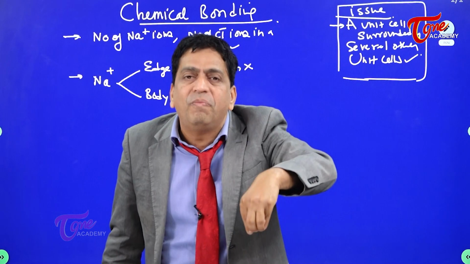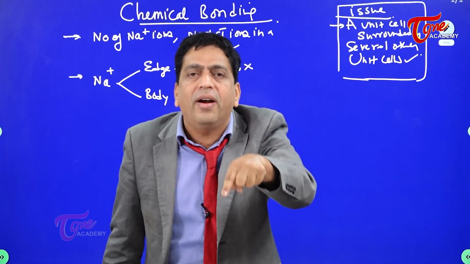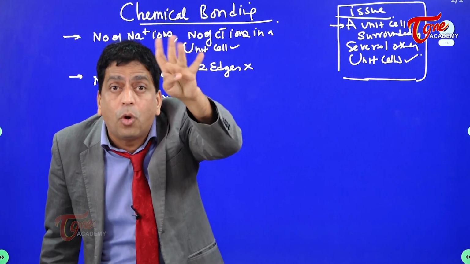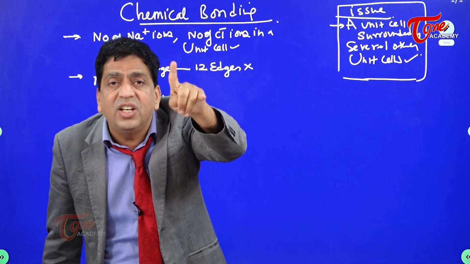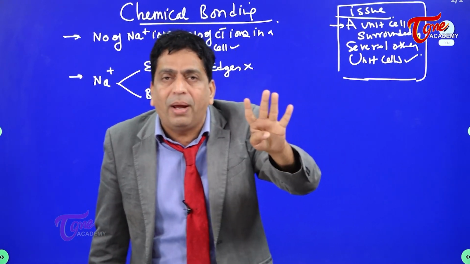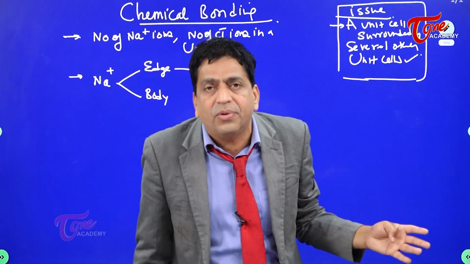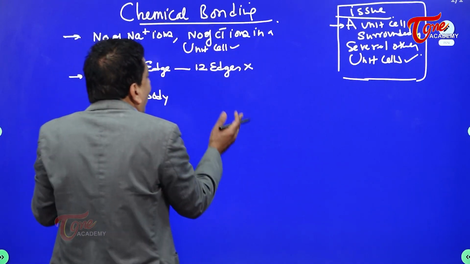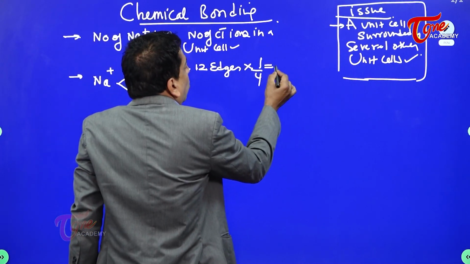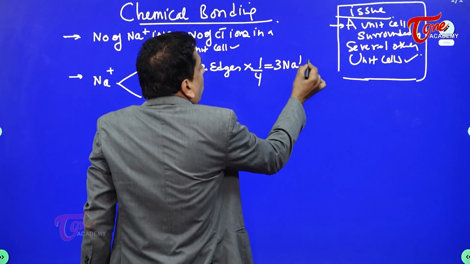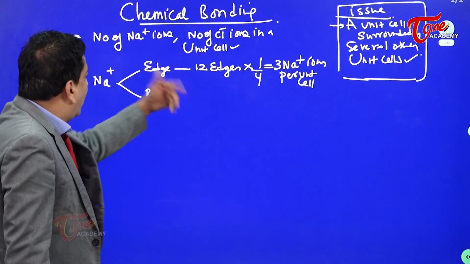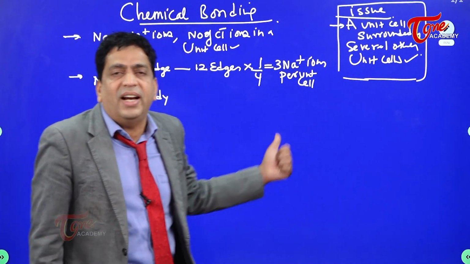So for one room, it's only contributing 1 by 4. You must understand. That point only contributes 1/4 because it is shared by 4 people. If one idli or one cake is shared by 4 people, then each fellow will get only 1/4 of it. So you have 12 edges, each contributing only 1 by 4. So you have a total of 3 Na+ ions per unit cell. You must understand, 3 Na+ ions is the total contribution by the edge-centered points.